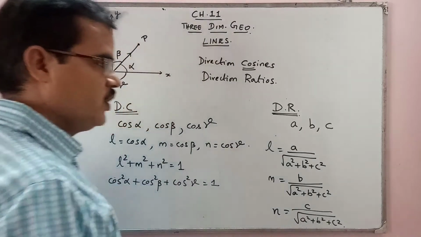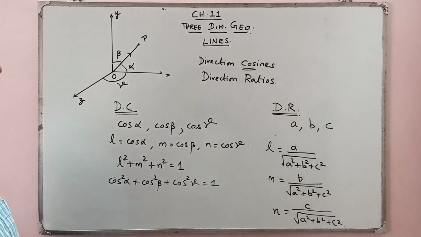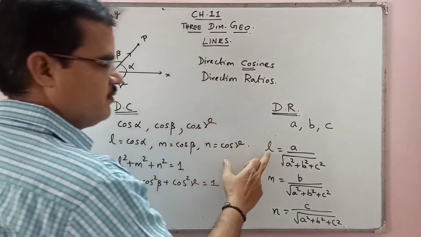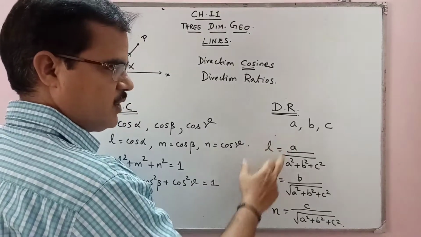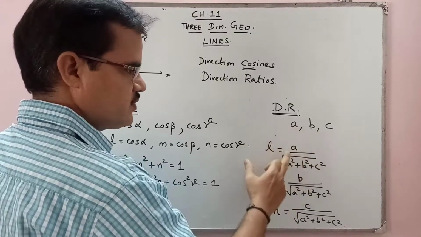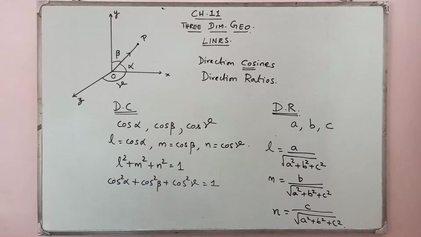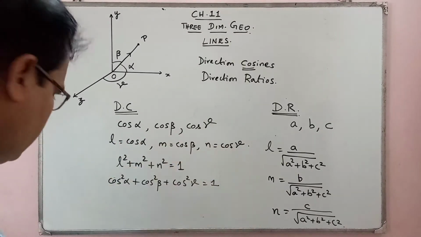So direction ratios are numbers which are proportional to direction cosines. When direction ratios A, B, C are given, we can find direction cosines using this formula. This is the main concept about direction cosines and direction ratios.